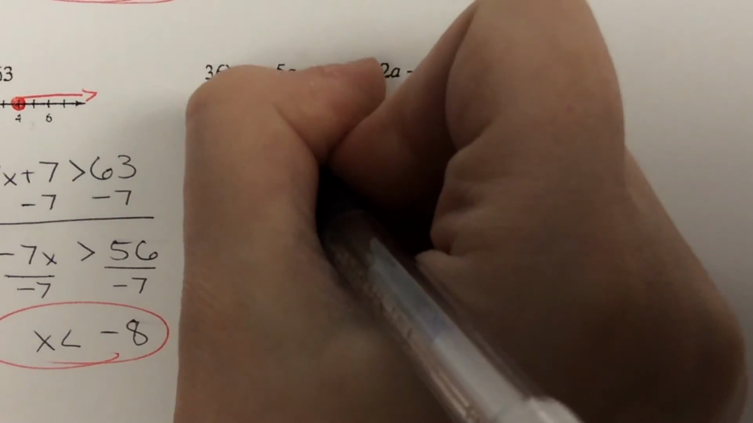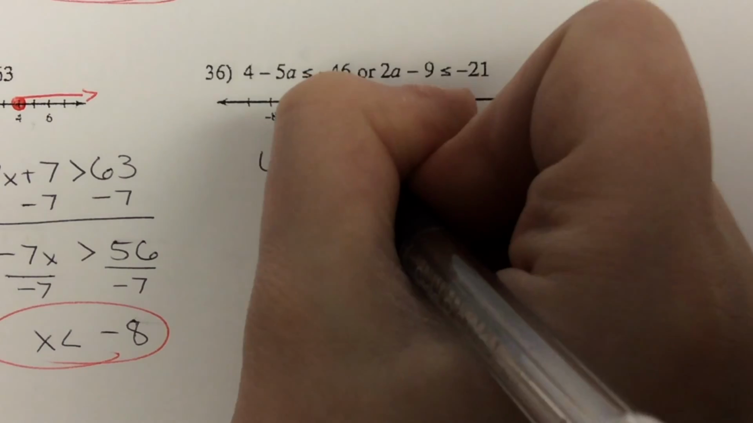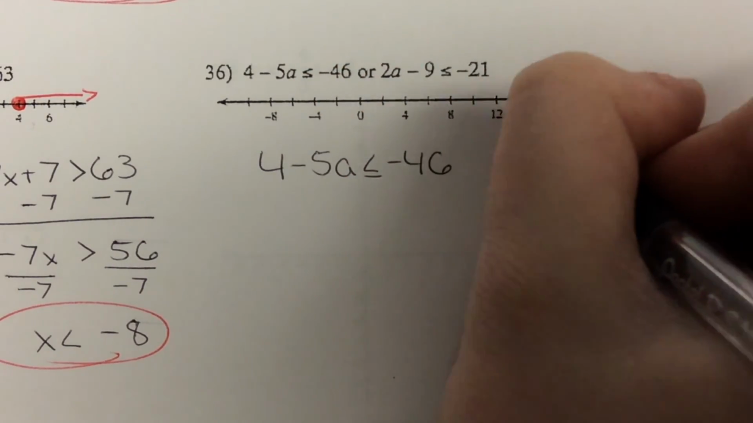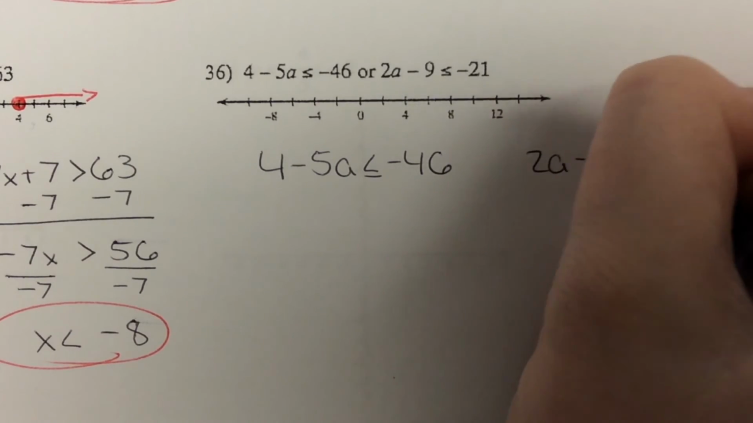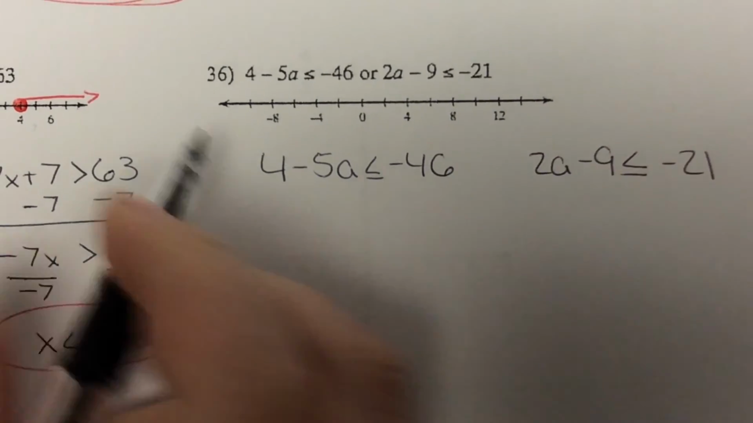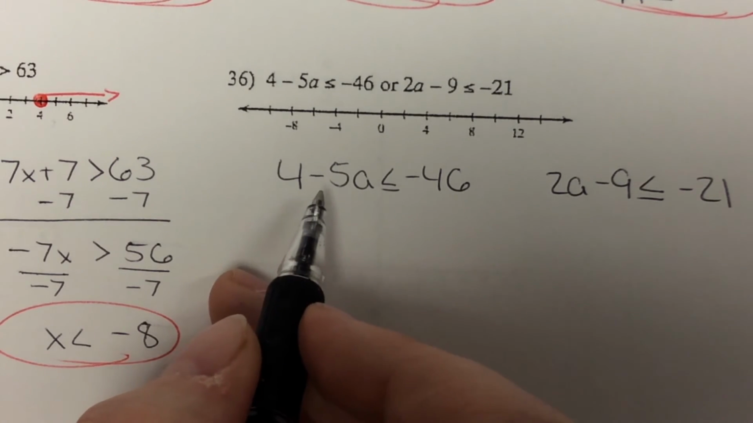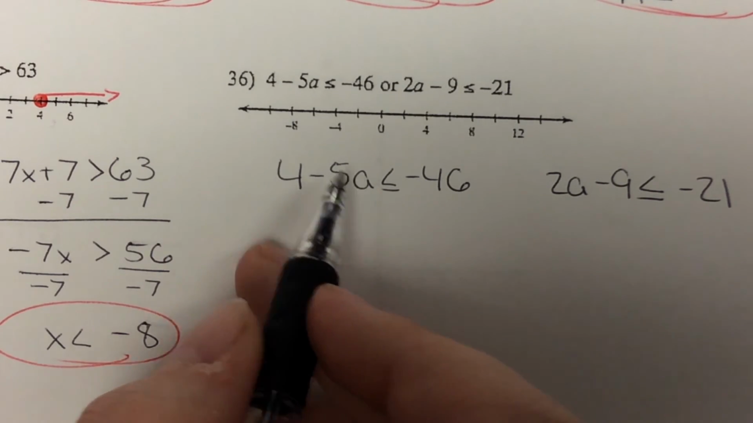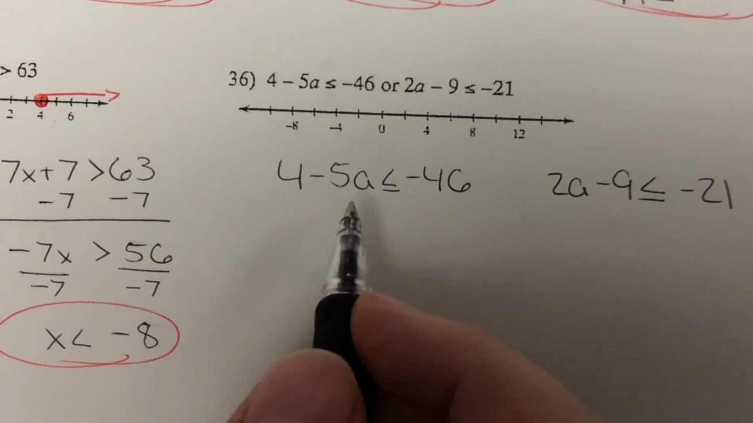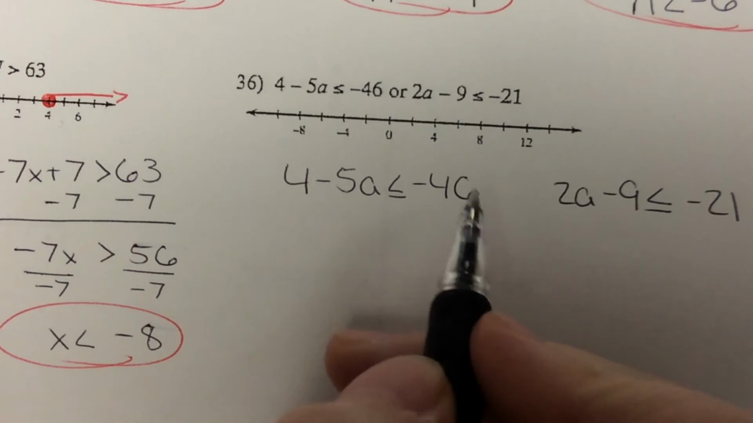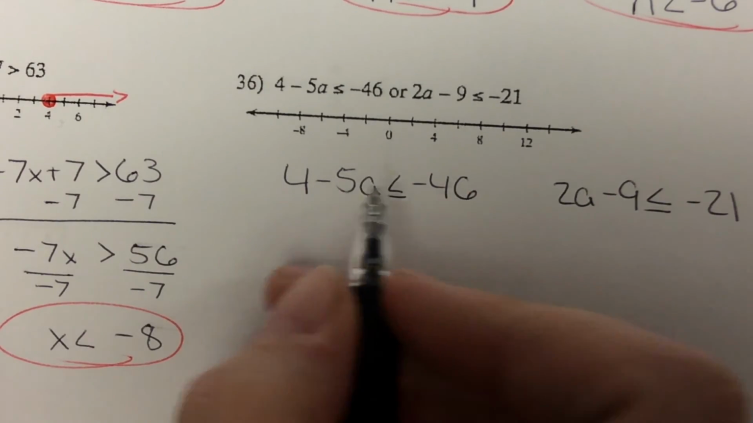So we have 4 minus 5a less than or equal to negative 46. And then we have 2a minus 9 less than or equal to negative 21. All right. So here, this is a little bit weird for us because we're used to the variable being first. That didn't happen this time, but that's okay. You're just going to do the same thing. You need to move the constant to the side and then divide by your coefficient.